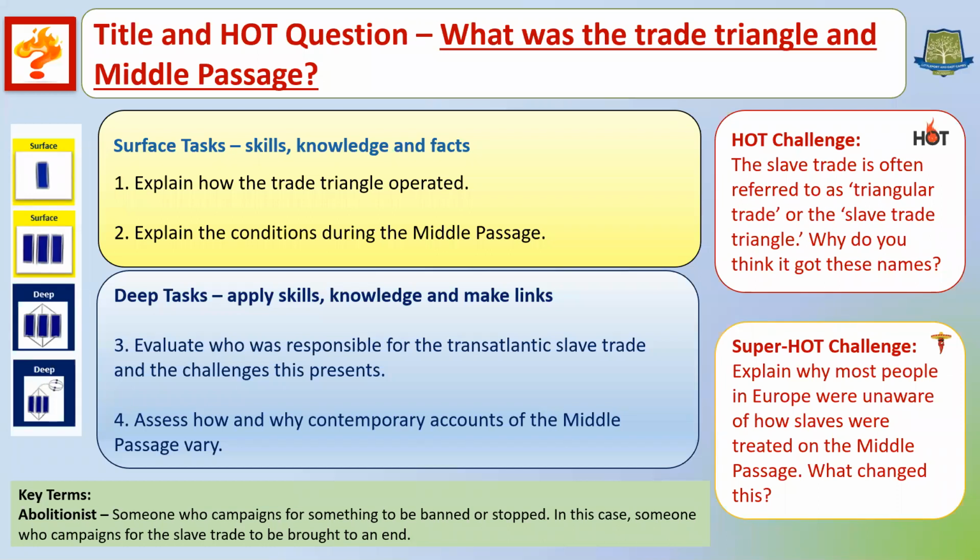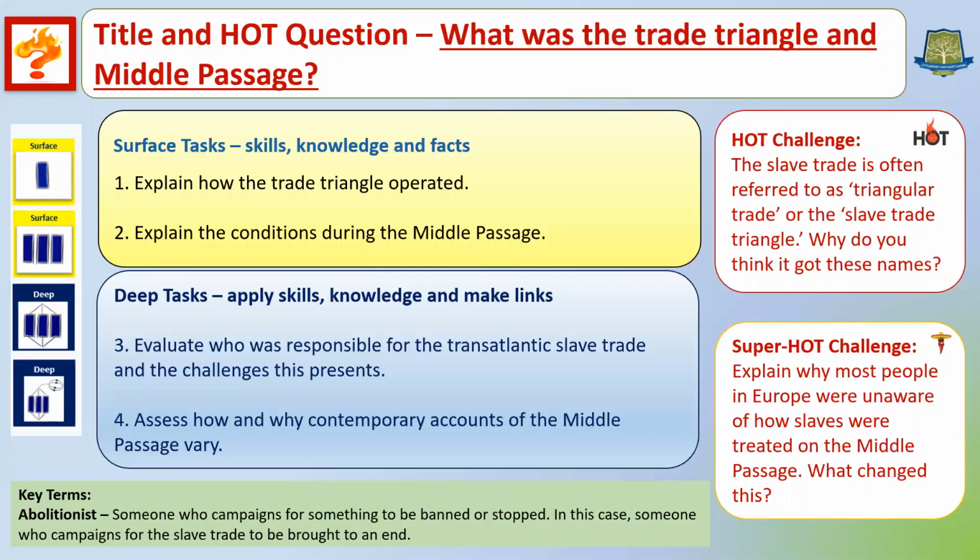Our lesson for today is on the trade triangle and the middle passage. So we're going to look at what the trade triangle is and what this middle passage is. How exactly did we get slaves from Africa over to the West Indies?